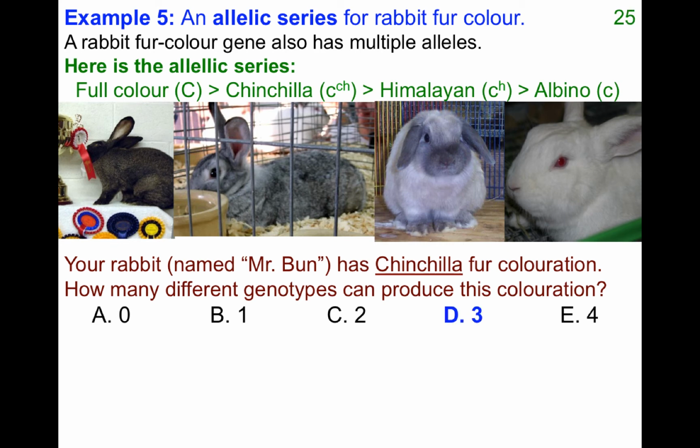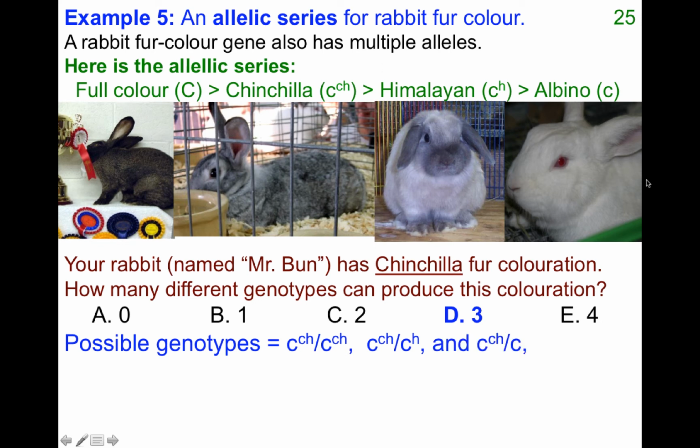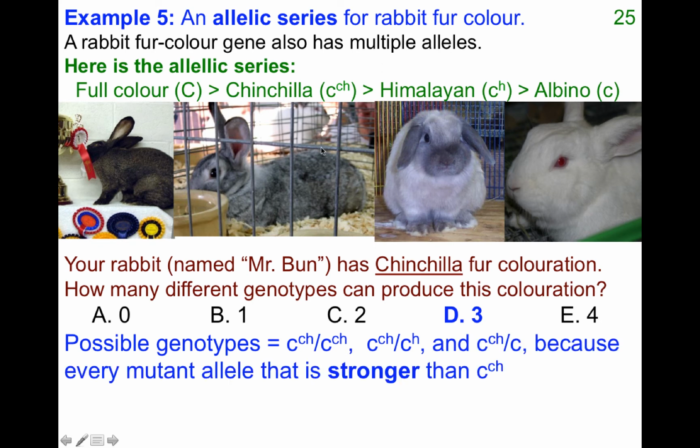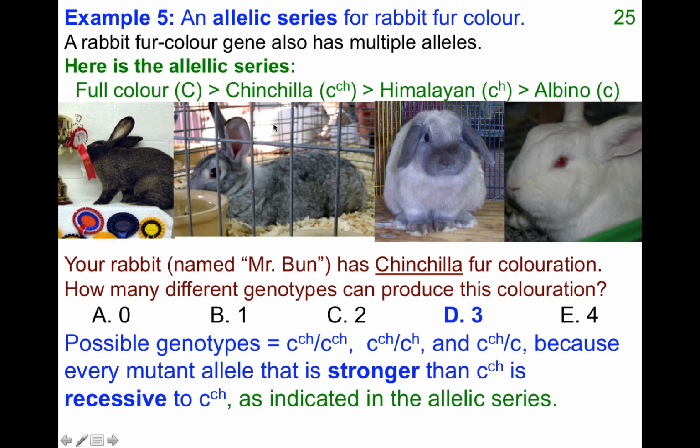Hopefully the answer that you committed to is D, 3. Let's list them out. One possibility is just being homozygous for the chinchilla allele, so that would definitely produce the chinchilla phenotype. You could also have chinchilla and Himalayan, because remember, everything to the right of this is more recessive, so you'll still see the more dominant chinchilla coloration. Same with chinchilla and albino. The null mutant doesn't really do anything at all. So every one of these mutant alleles that is stronger in terms of how messed up it is is more recessive to this chinchilla allele. That's what the allelic series is telling us.